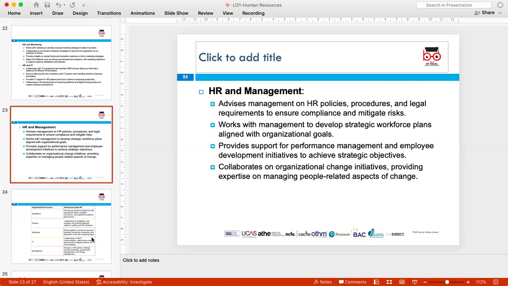Lastly, HR and management. The relationship between HR and management is mostly about HR policies, procedures, and legal requirements, to ensure compliance and mitigate risk. HR works with management to develop strategic workforce plans aligned with organizational goals, provides support for performance management and employee development initiatives to achieve strategic objectives, and collaborates on organizational change initiatives, providing expertise on managing the people-related aspects of change.